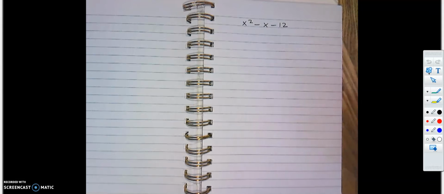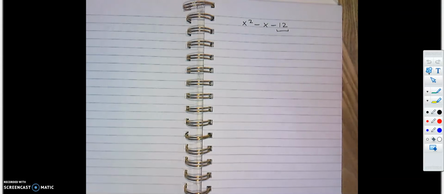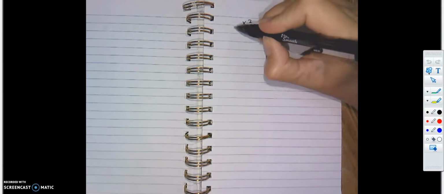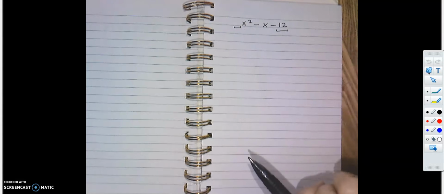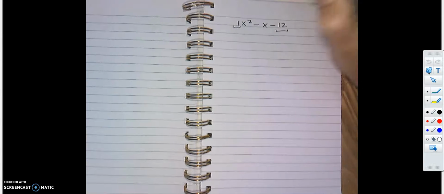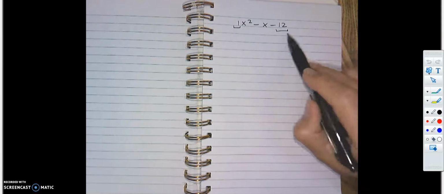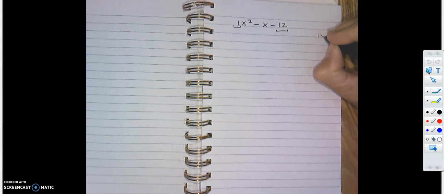Your method to solve it is you look at the number that has no x attached, and you look at the cofactor of what would be your x squared. In this case, there's no number written in front of my x squared, so you take that as 1. What you do is you imagine multiplying your 1 and your 12 together. So 1 times 12 will give me 12.